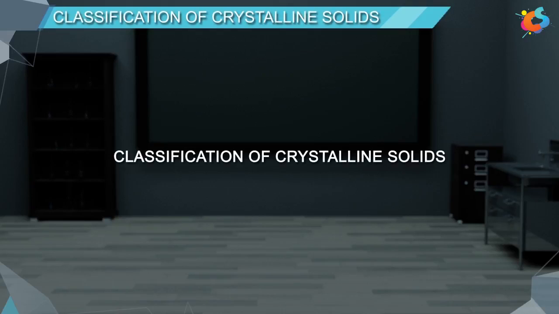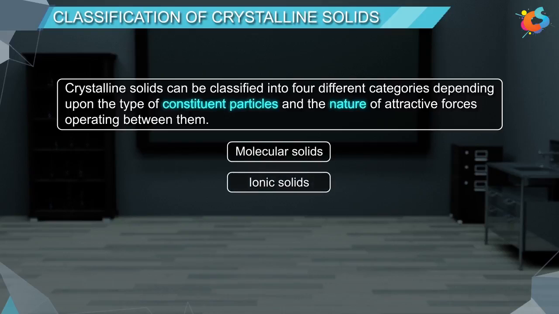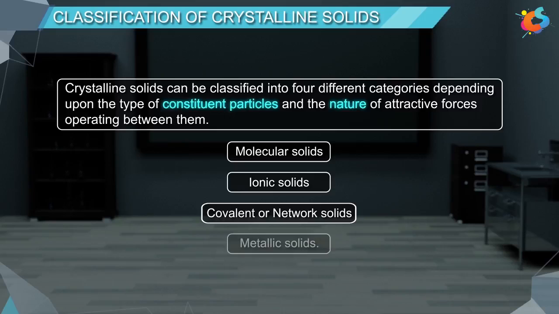Now, let us classify crystalline solids. Crystalline solids can be classified into four different categories depending upon the type of constituent particles and the nature of attractive forces operating between them. They are: first one, molecular solids; second one, ionic solids; third one, covalent or network solids; and the last one, metallic solids.